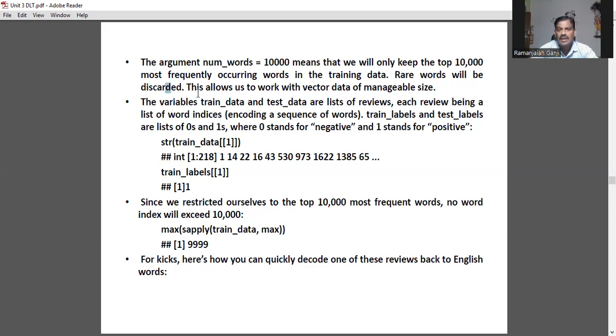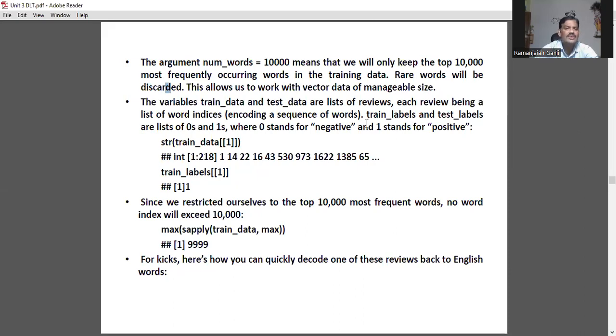For example, out of 50,000 reviews, if only two people wrote some new word, that may be discarded. It allows us to work with vector data of manageable size. Otherwise, if you want to consider each and every point, it is a somewhat difficult task. The variables train data and test data are lists of reviews.